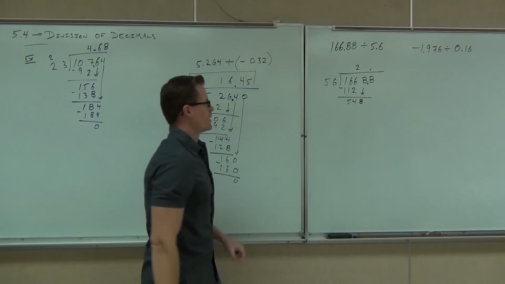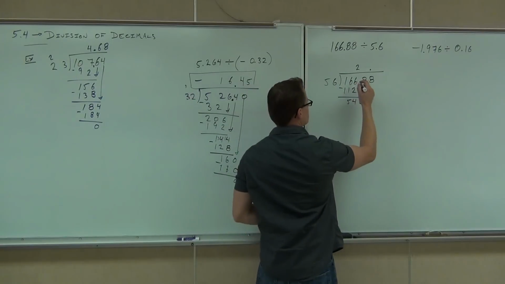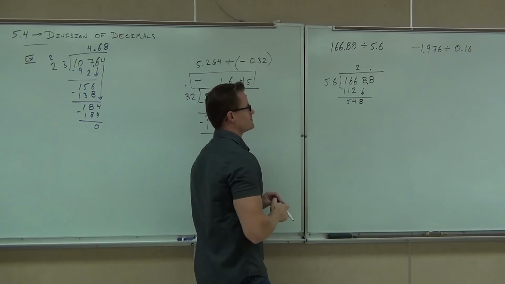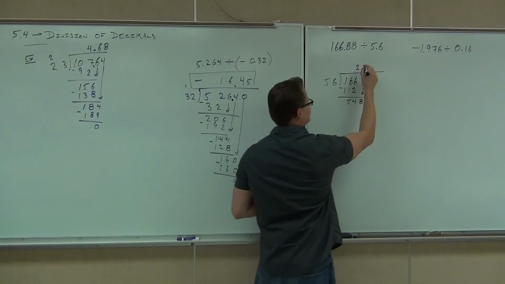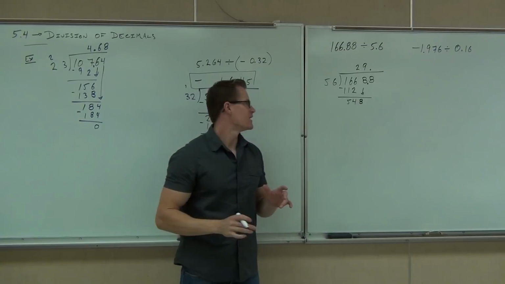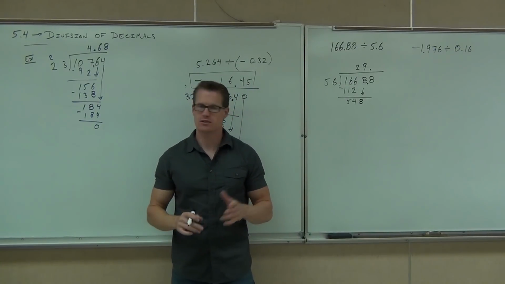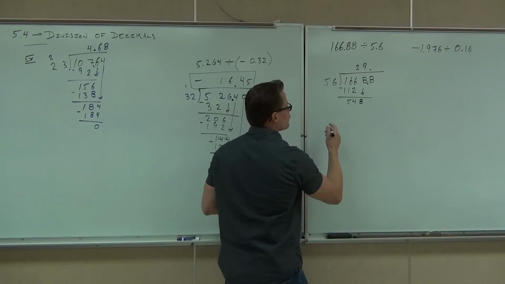I'm going to guess, how many times? 9 times? Okay. Or 8. What do you think? 9. I'm going to guess 9. If I did 10, it'd be 560. That would be too much. So I'm going to do 9. That's going to be less than 560. This probably should work for us.